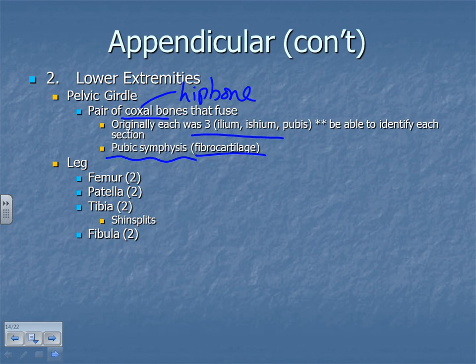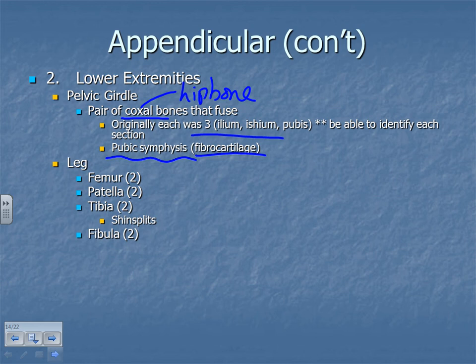Taking a look at the leg. If you look at 32, 32 is the femur, one of the longest, strongest bones of the body. 33 is the patella, our kneecap. 34 is the tibia, our shin. 35 is our fibula, which is the smaller of the 2 leg bones. And then we'll get to the foot.